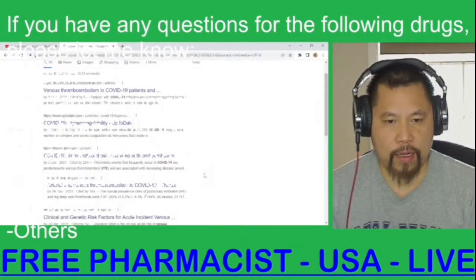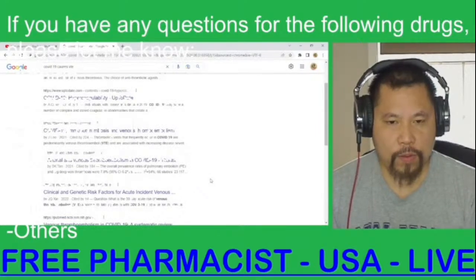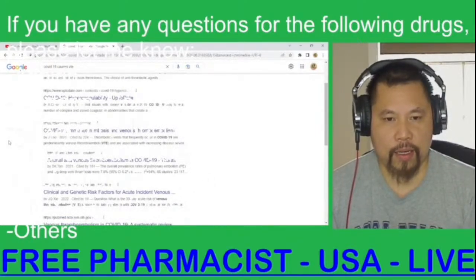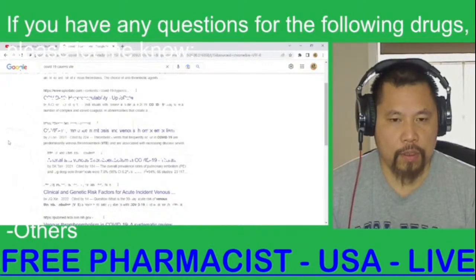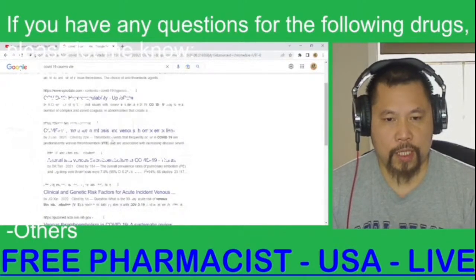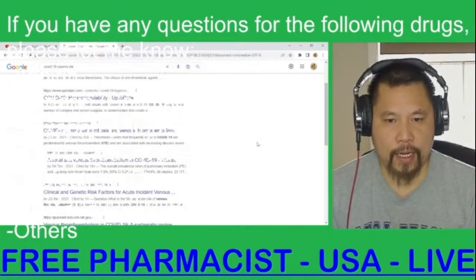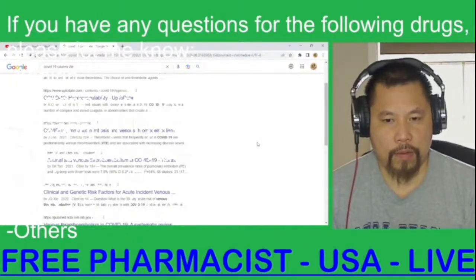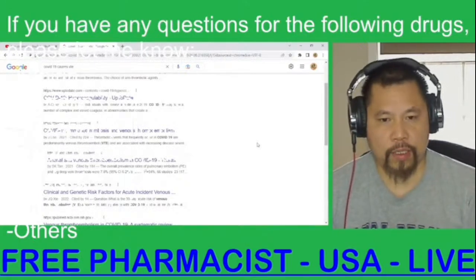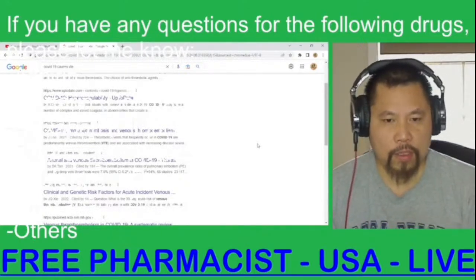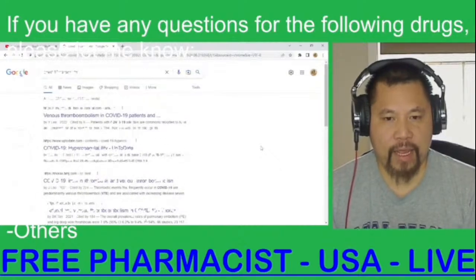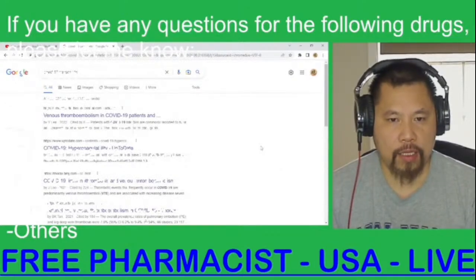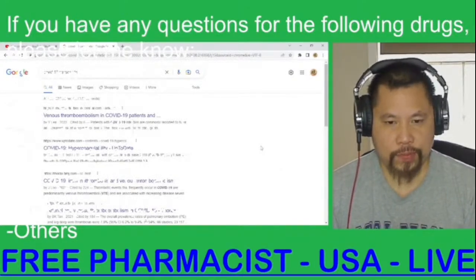And in the following website, BMJ.com, it also shows that patients with COVID-19 are associated with venous thrombosis. So yes, the answer is yes, COVID-19 may cause venous thrombosis.